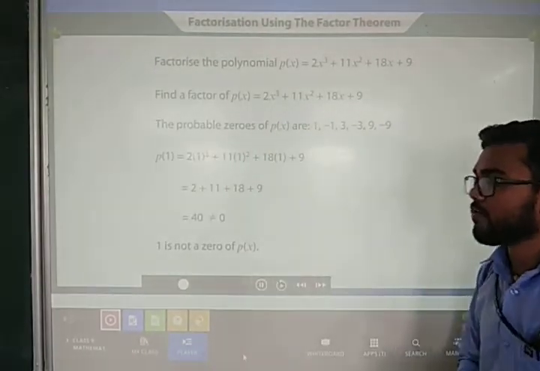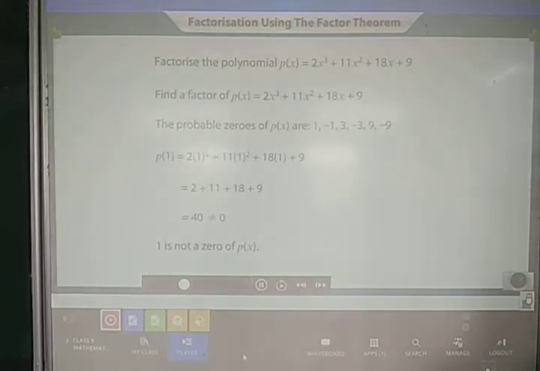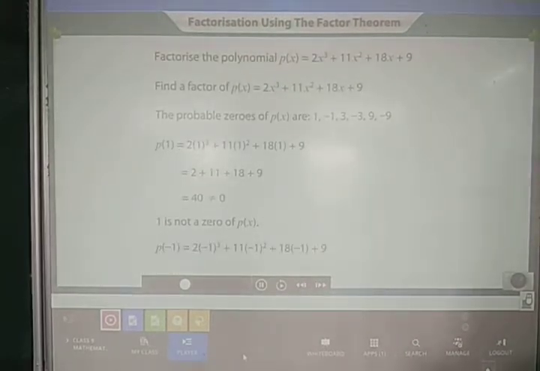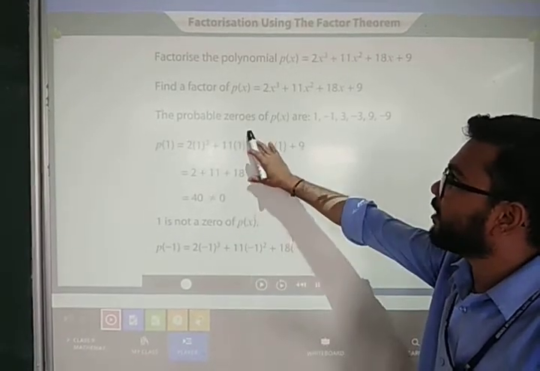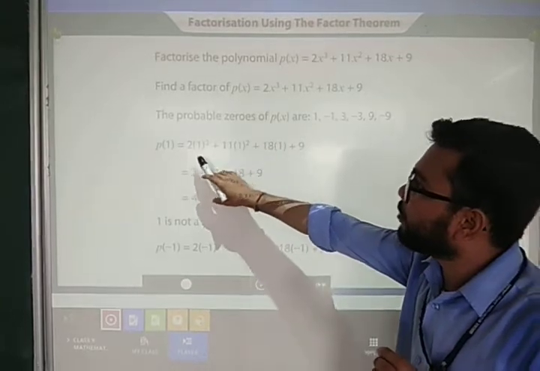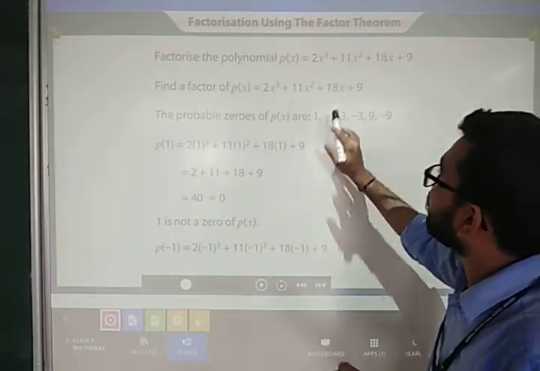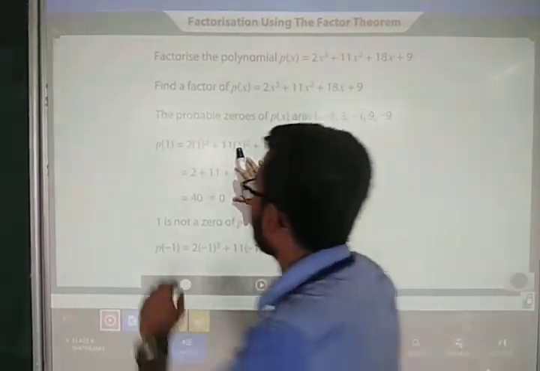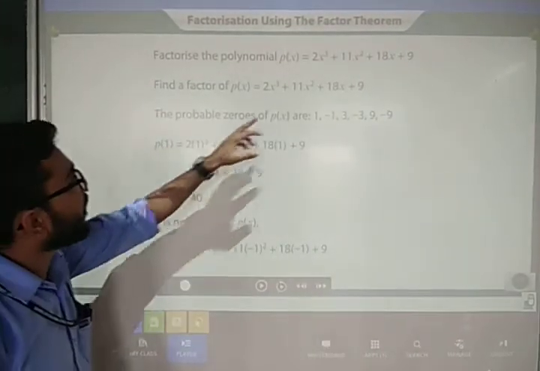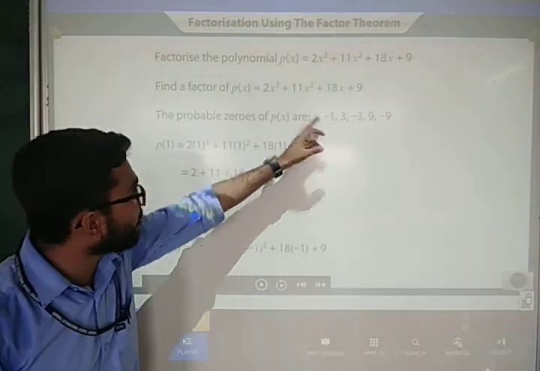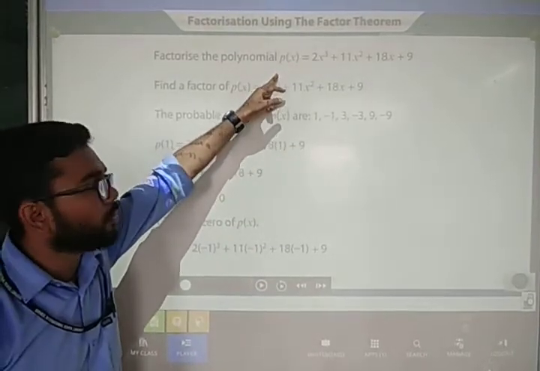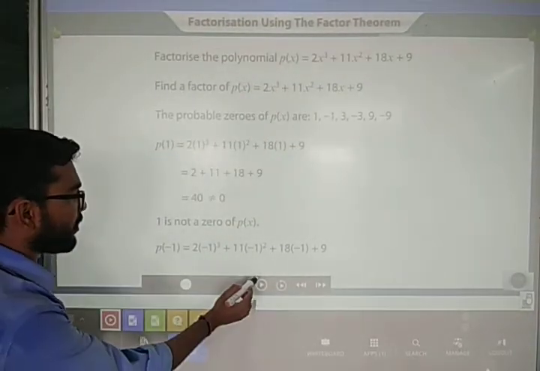Zero of p(x). Similarly, let us find the value of the polynomial. Now we will put minus 1. Here we have substituted 1 in place of x. Now we will substitute minus 1 in this polynomial. So what happened? Let us see.